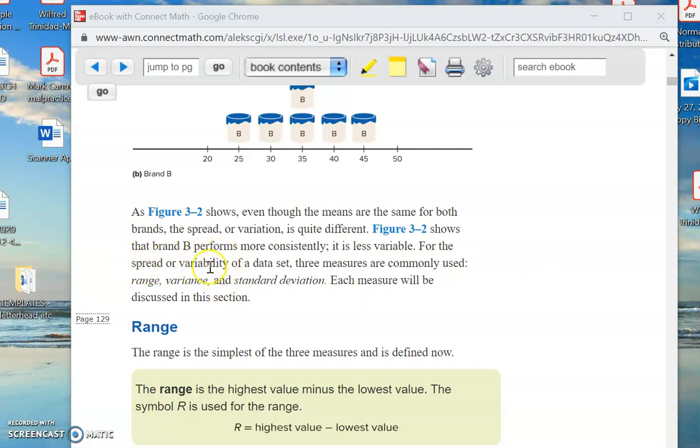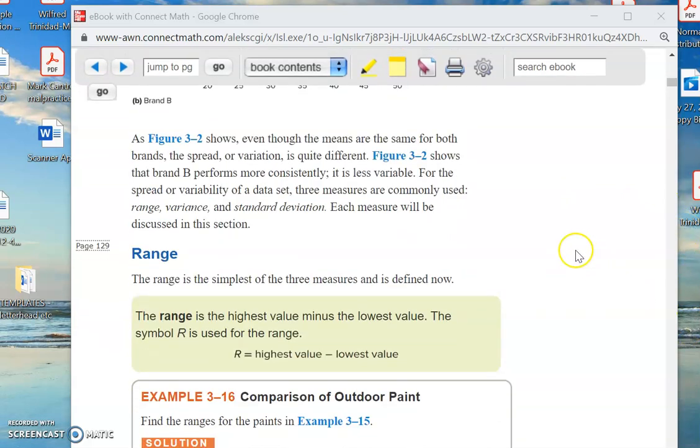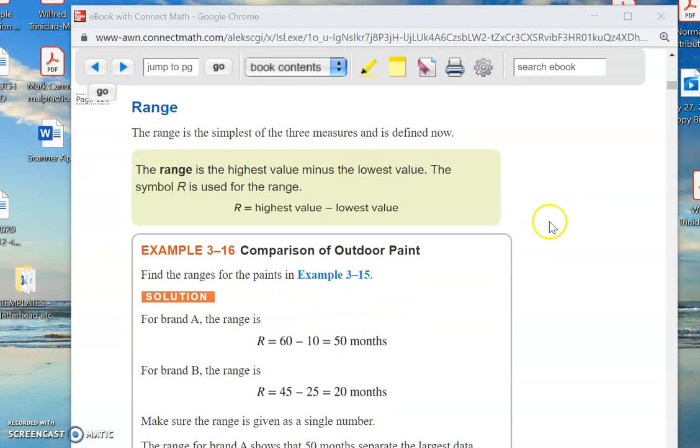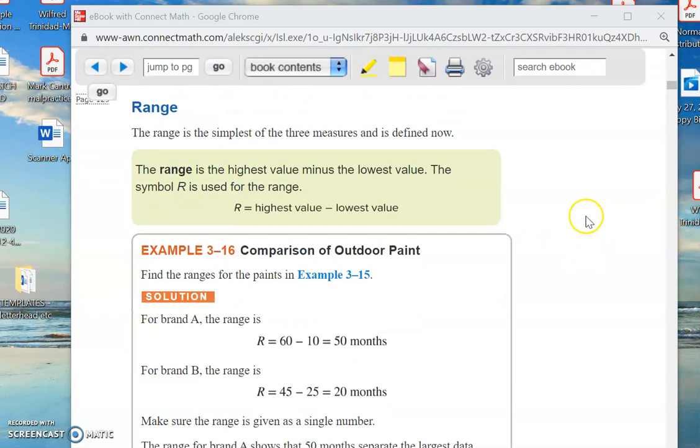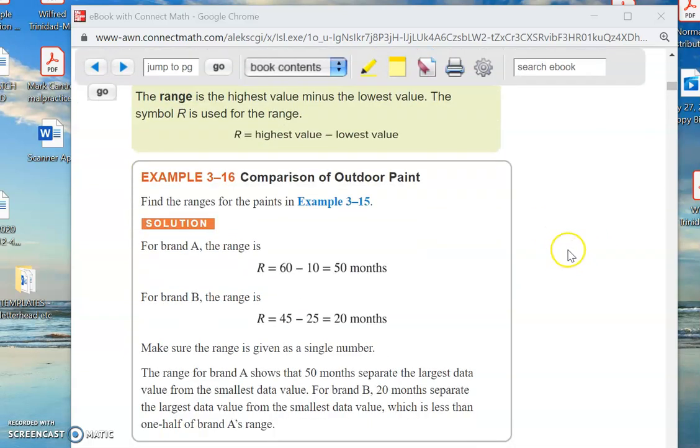So this concept of the spread, otherwise known as the variability of a data set, we have three measures that we commonly use: the range, the variance, and the standard deviation. So we're going to talk about all three of those in this section. Okay, the range is the simplest one. It's just the highest value subtract the lowest value. So we call that the R. That's the highest value subtract the lowest value.